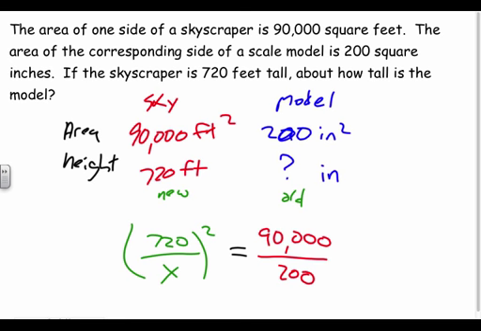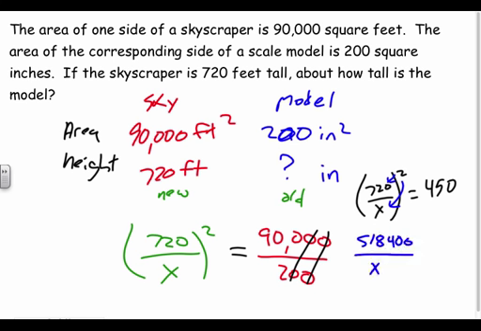And like I said, start simplifying things. That makes it easier. So here, zeros cancel. So 900 over 2, so this is really 450. So I could rewrite this. I got 720 over x squared equals, well, 900 divided by 2 is 450. Well, in this case, I don't want to square root 450 because I'm going to get some decimal. So I'm going to go ahead and distribute my square here. So 720 squared and x squared. And 720 squared gives me 518,400 over x squared equals 450.